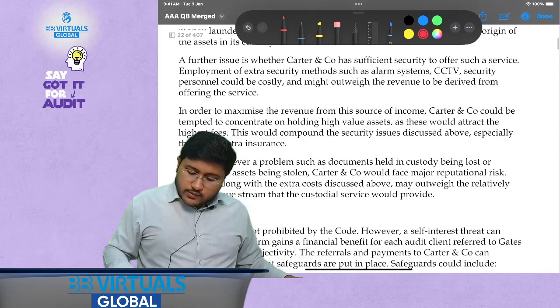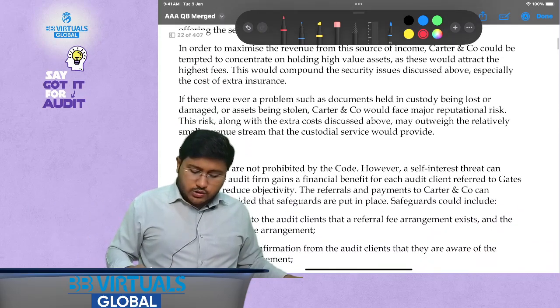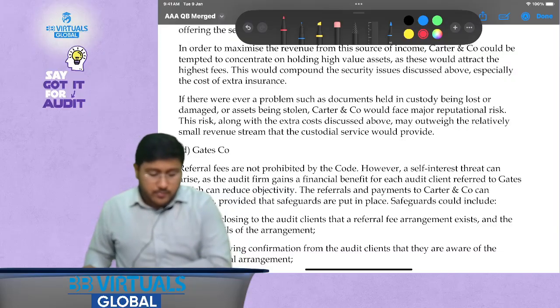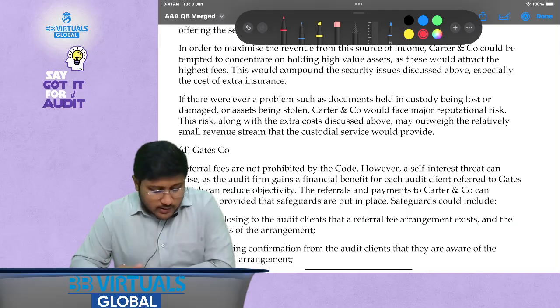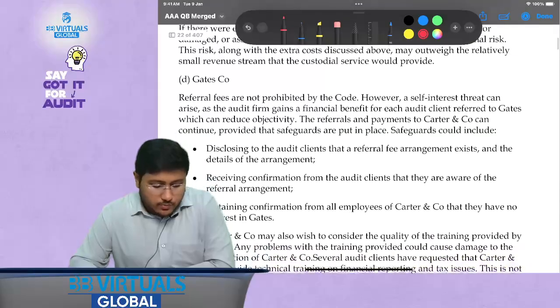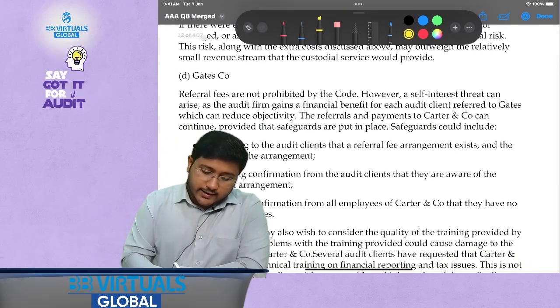This would compound the security issues discussed above, especially the cost of extra insurance. If there were ever a problem such as documents held in custody being lost or damaged or assets being stolen, Carter and Company would face major reputational risk. This risk, along with the extra cost discussed above, may outweigh the relatively small revenue stream that the custodial services would provide.